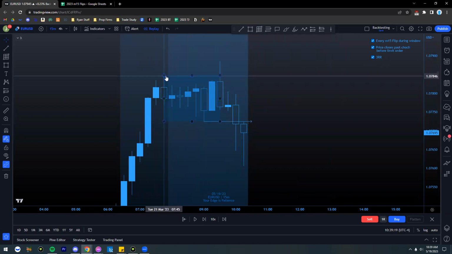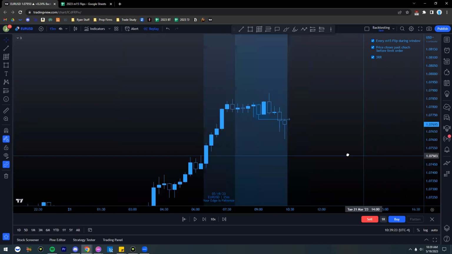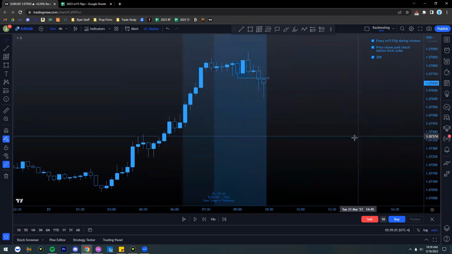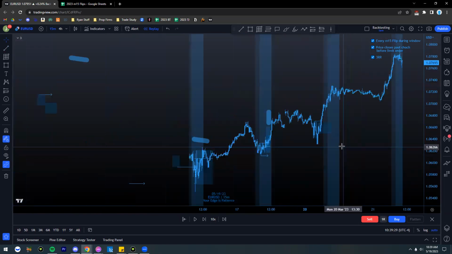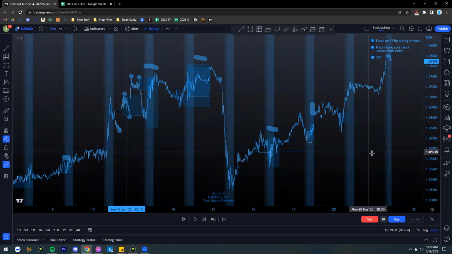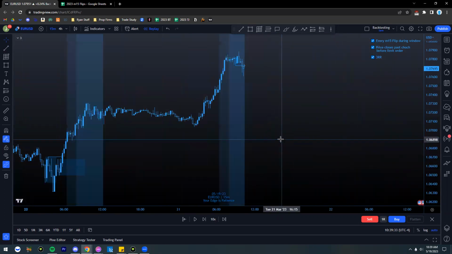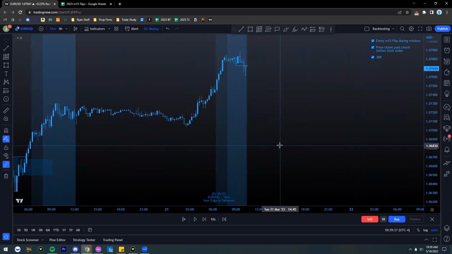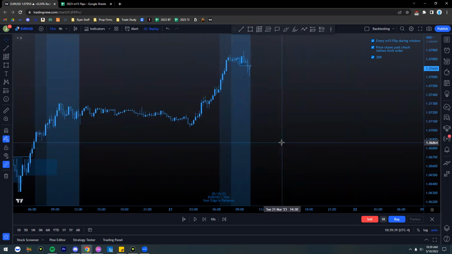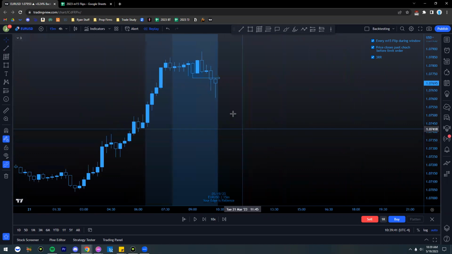With SMC trading, you're not so much looking at support and resistance. Support and resistance banks on multiple touches, and supply and demand banks on things getting touched once, and then you should be looking at a new zone. That's probably one of the biggest differences.